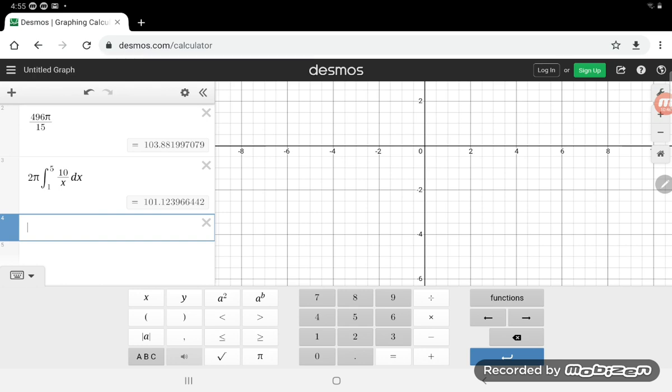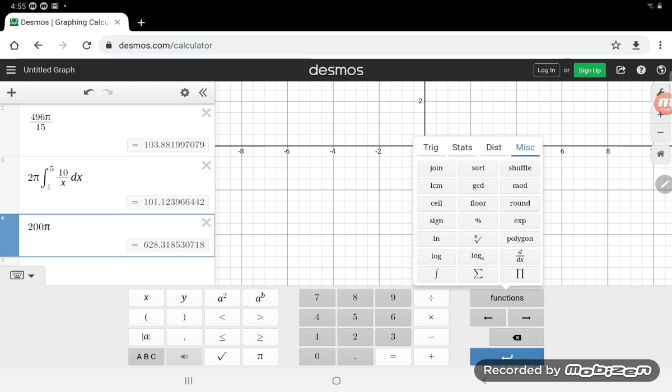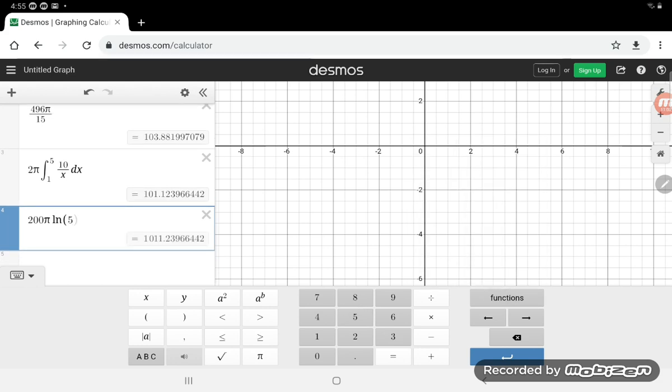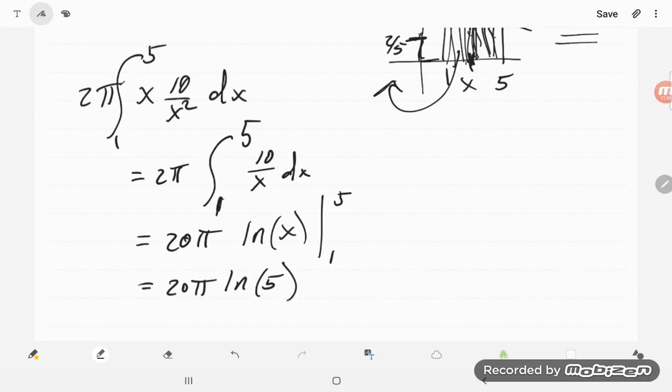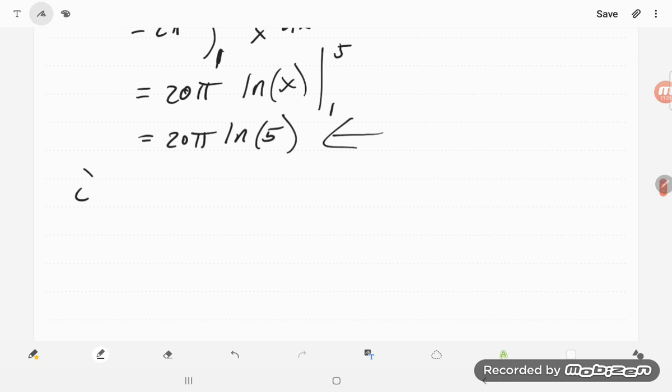Let's see. And then we need to check our answer, which was, what, 200 pi times log of 5? I think it was 200. 200 pi times the logarithm of 5. And, no, 20 pi. It looked almost good. Okay, 20 pi. There we go. And same answer. Lovely. So part B looks good here. So that's great.